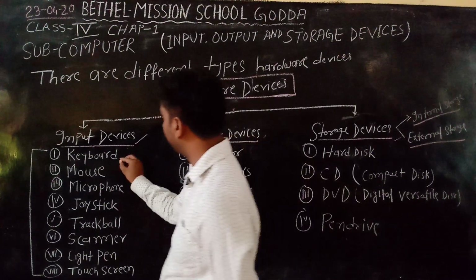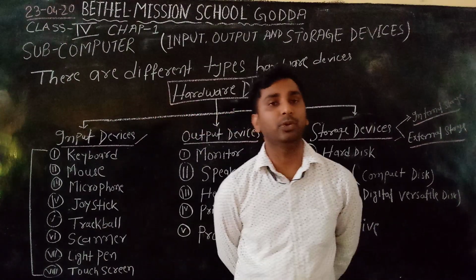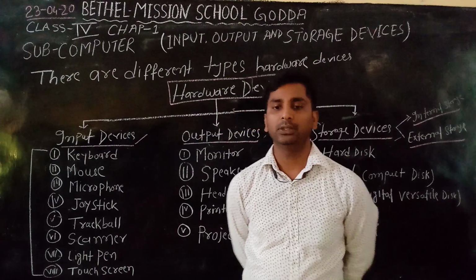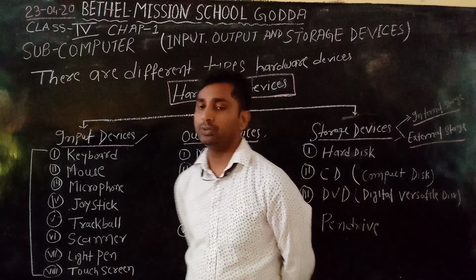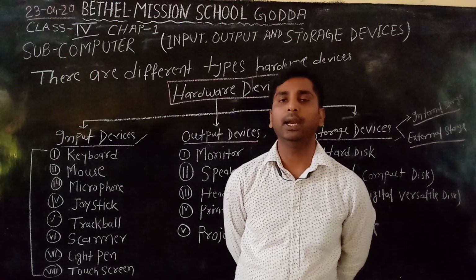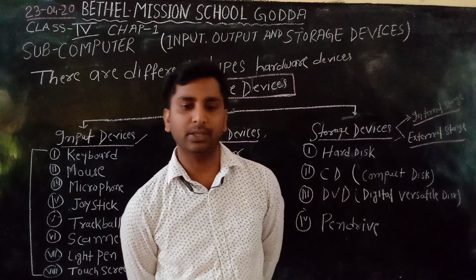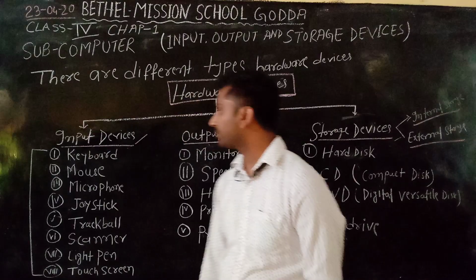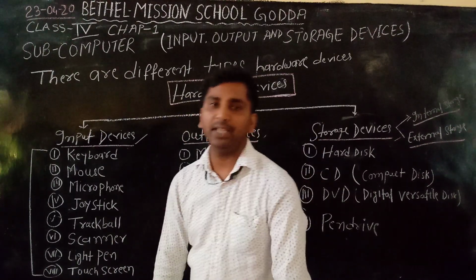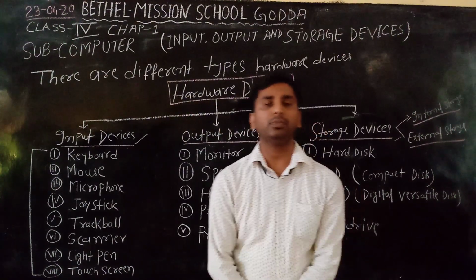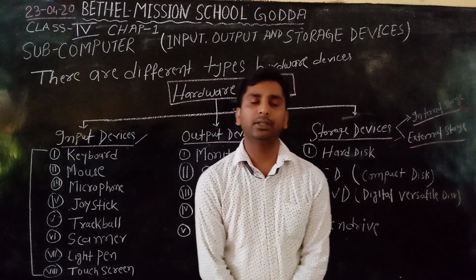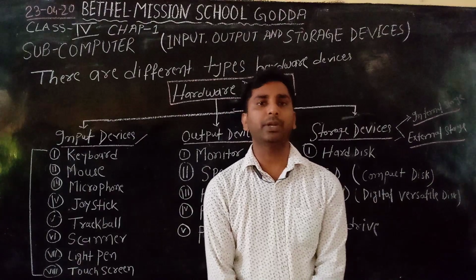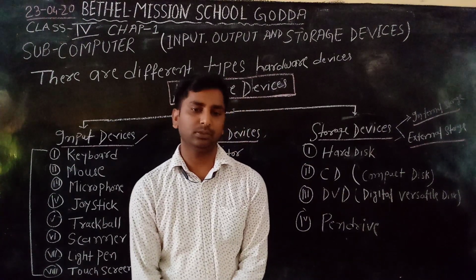First is keyboard. What is keyboard? A keyboard is the input device that is used to enter letters and numbers into the computer. There are different types of keys on keyboard, like alphabet keys, numeric keys, arrow keys, function keys.